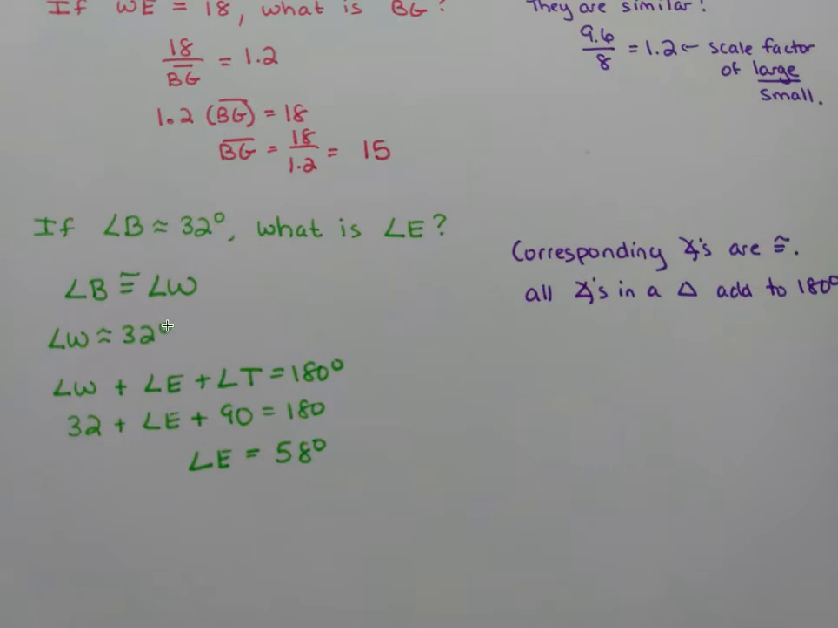Well, we know that angle B is congruent to angle W. That means that W is 32. We know that angle W, angle E, and angle T all have to add to 180 degrees. So 32 for W, angle E, 90 for that right angle, equals 180. Therefore, angle E was 58. So remember, corresponding angles are congruent in similar triangles, and all the angles in a triangle add to 180.